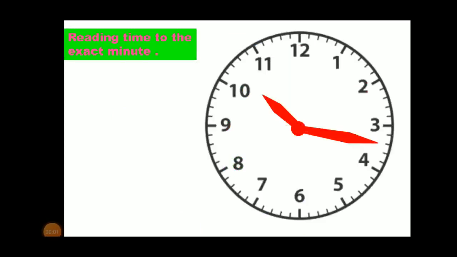Reading time to the exact minute. The hour hand is at 10, whereas the minute hand is 2 markings ahead of 3. Hence, the time shown is 15 minutes plus 2 minutes, that is 17 minutes. So, our time is 10 hours 17 minutes.